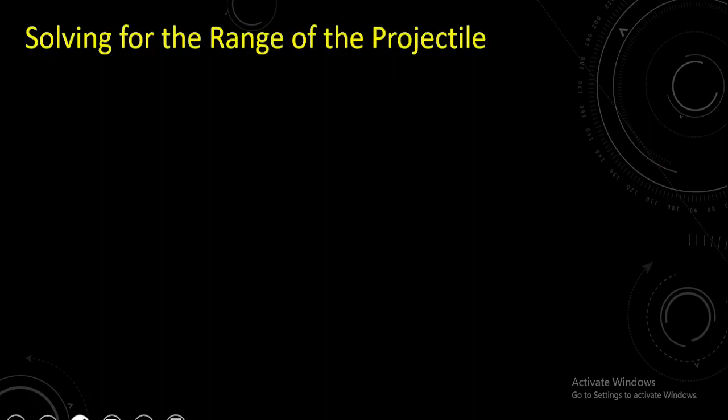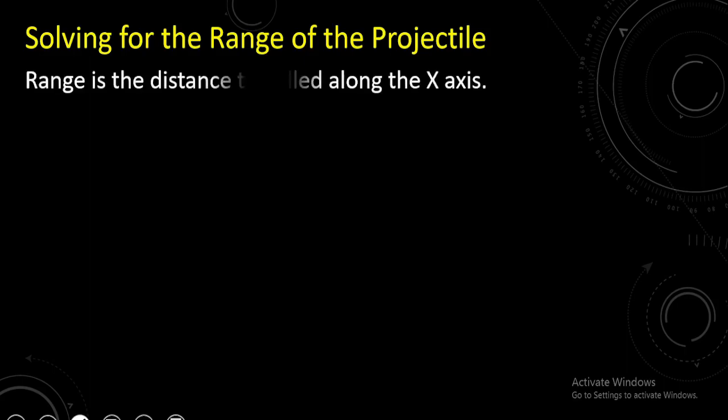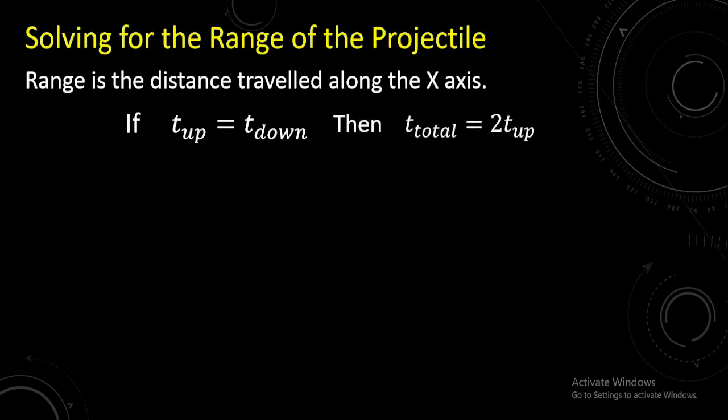Now solving for the range of the projectile. How far did it go? Range is the distance traveled along the x-axis. The time to get up is equivalent to the time to get down, so you add the two times, or you're going to have the formula twice. The time to get up, doubled, is the total time of travel.